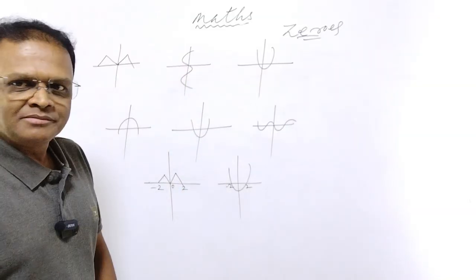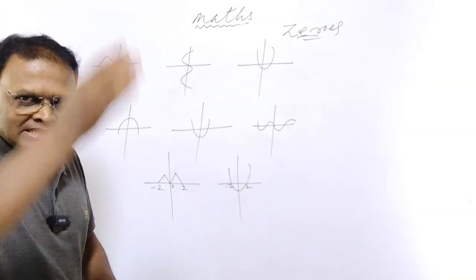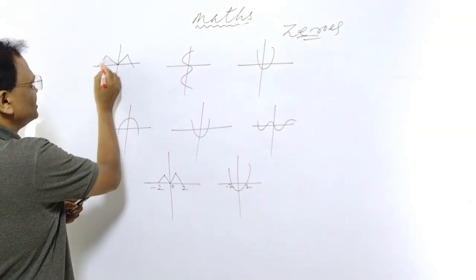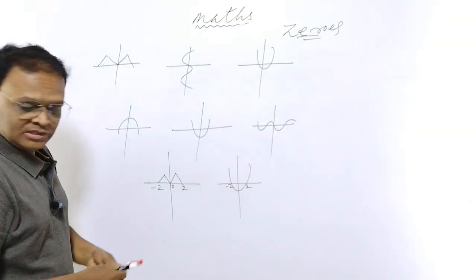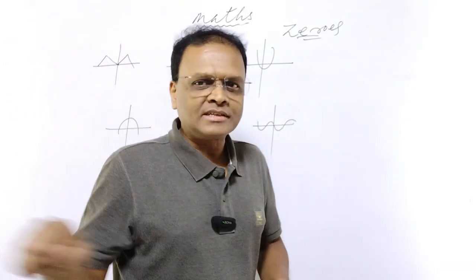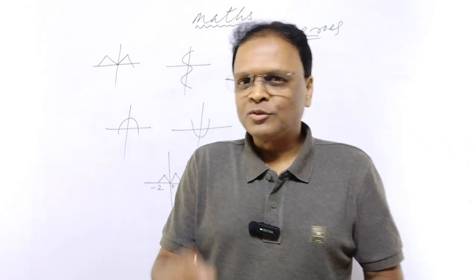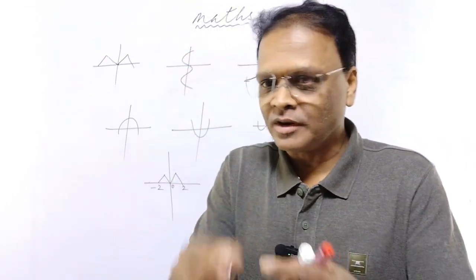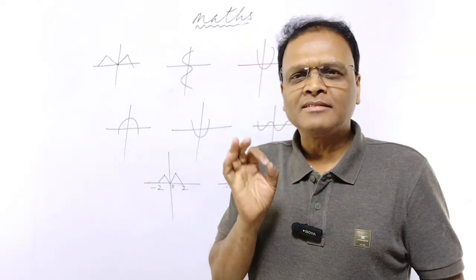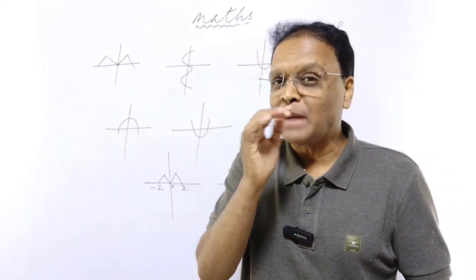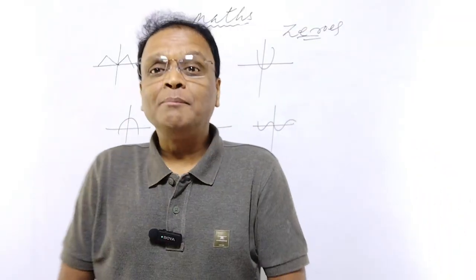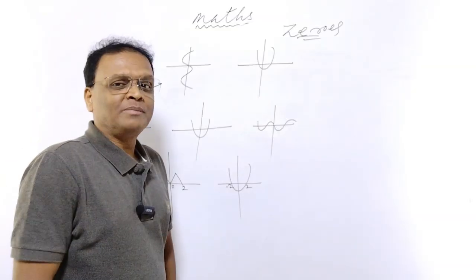I have drawn different types of graphs. Graph means along the x and y axis. This is your graph. If you look at the graph, it intersects the x-axis at a number of points. So how many zeros are there? How to find how many zeros there are? Only thing is you have to look at the pattern of the graph. Look at the pattern of the graph. So what is the pattern of the graph?